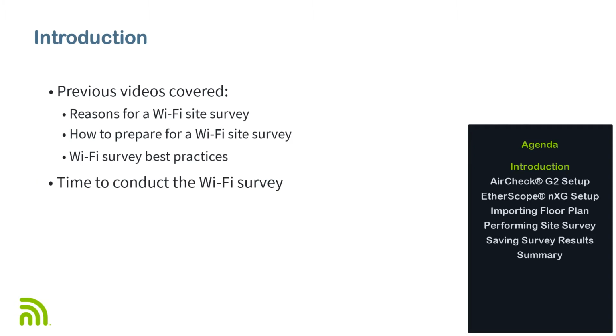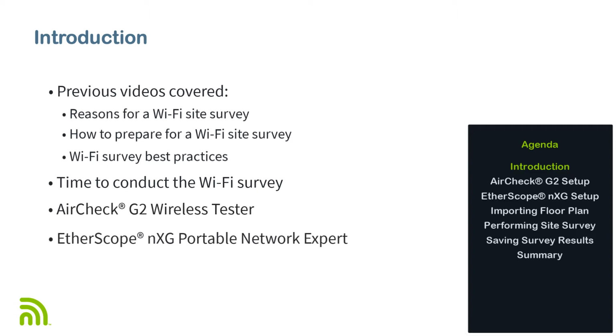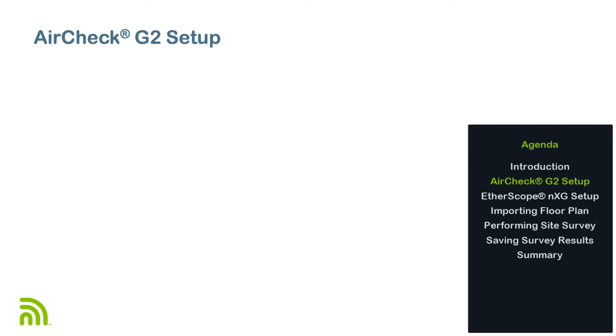Since AirMapper is available on both the AirCheck G2 wireless tester and the EtherScope nXG Portable Network Expert, I'm going to show you how to set up each of those individually. Once your preferred tool is configured and the floor plan has been imported, the site survey process will be the same on both. After the site survey is complete, we'll go through how you can upload the results to Link-Live or save them locally. Let's start with the AirCheck G2 wireless tester.